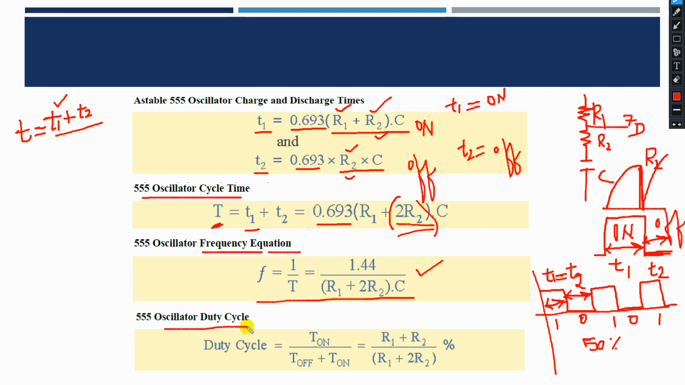Okay, coming to the last one, duty cycle. So duty cycle is equal to T on divided by T on plus T off. Which resistors are responsible for T on? R1 plus R2. For T on plus T off, R1 plus 2 times R2. So this gives you the duty cycle of your 555. These are the formulas you need to remember. Very, very important to solve the problems.